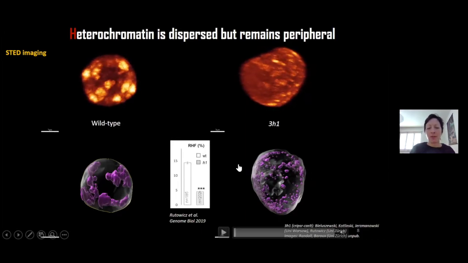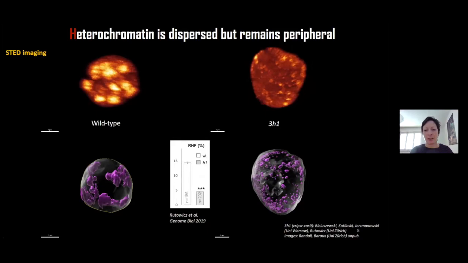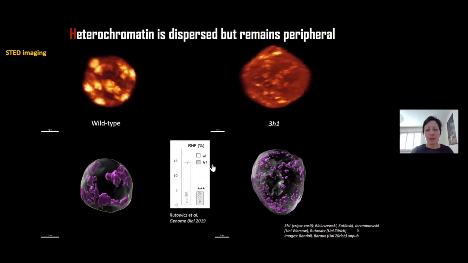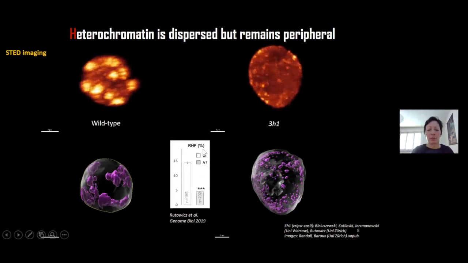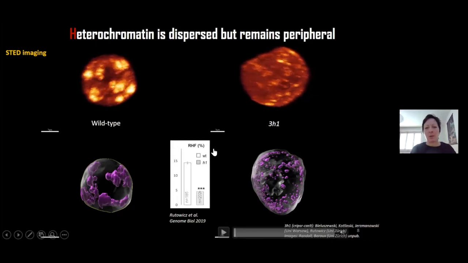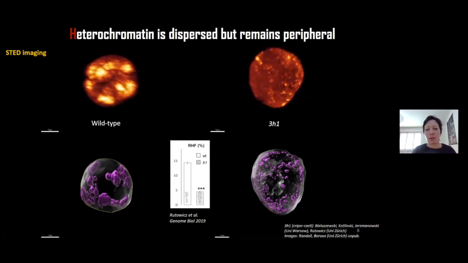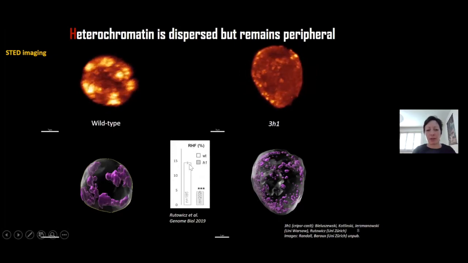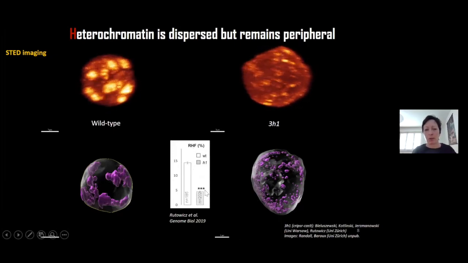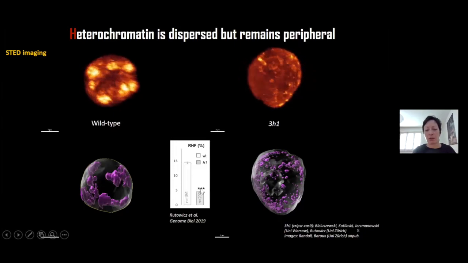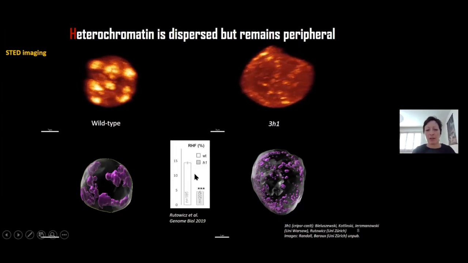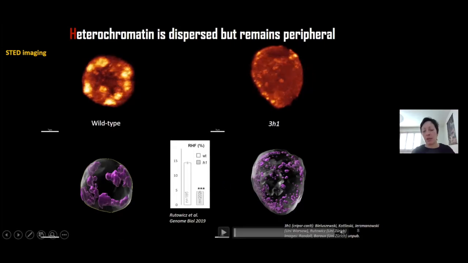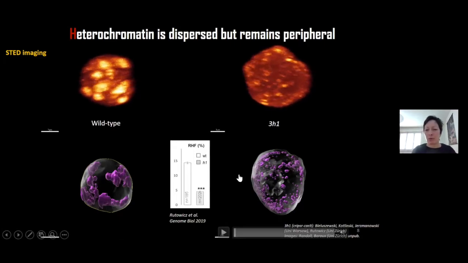It also quantifies the lack of heterochromatin chromocenters in the nucleus, and there is a very classical measurement called the relative heterochromatin fraction, or RHF. This graph is just to show you that we can quantify this loss of heterochromatin formation, and it's diminished by 2/3 in the mutant.